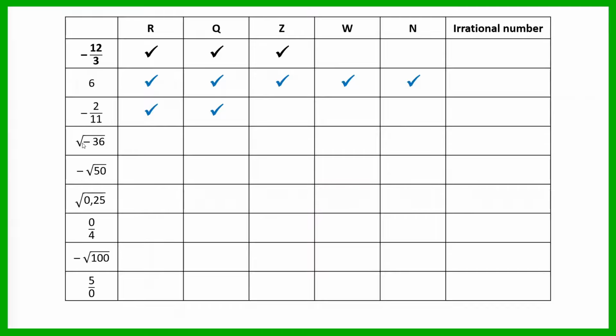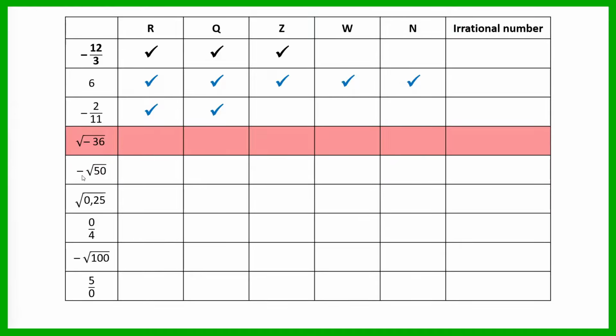Next one, the square root of negative 36. Now this one you had to be very careful, okay, because you cannot take the square root of a negative number in the real number system. When you take the square root of a negative number, it actually gives you a non-real number or an imaginary number. So none of these are going to be ticked because it's not a real number. Even though 36 is a perfect square, because it's negative, it is non-real or imaginary.